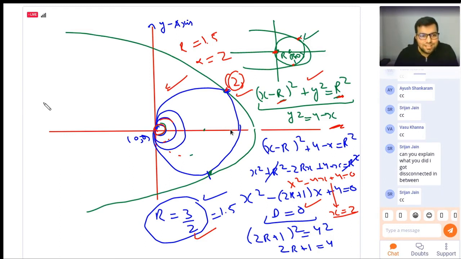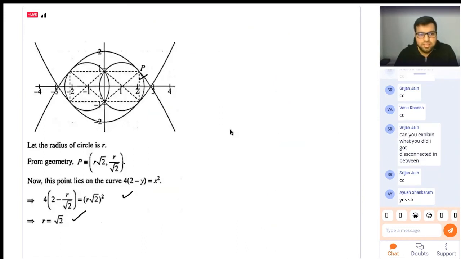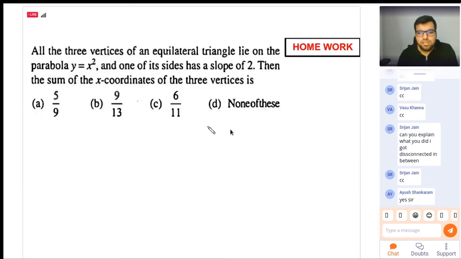I hope it is clear. Okay, so we were in this question. We solved this, r equals root 2. The next question, there is homework for you. Okay, very interesting question. Try it by yourself and then you can refer to the solution.